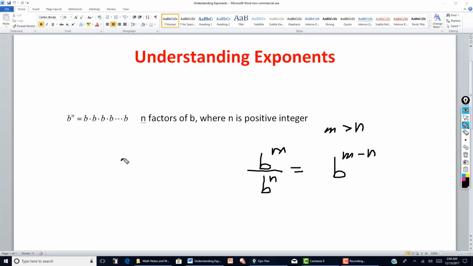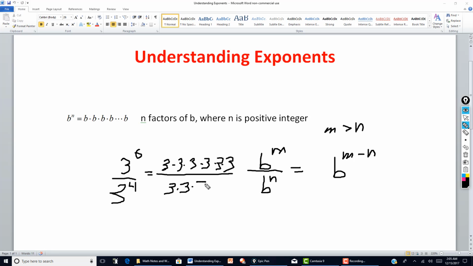Okay, so as an example, if I have, say, 3 to the 6th power divided by 3 to the 4th power, you can see that on top I have 6 factors of 3. In the bottom, I have 4 factors. So these can cancel out. This divides out to be 1, this divides out to be 1, this divides out to be 1, this divides out to be 1, so I'm left with 3 times 3, which is 9.